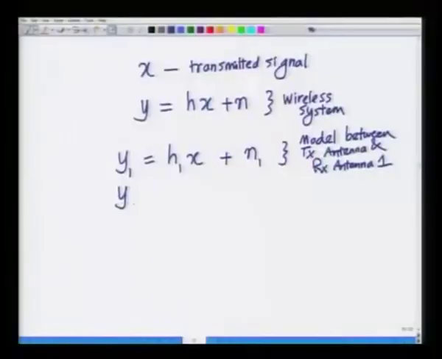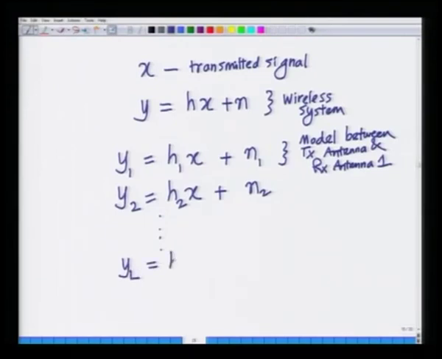Similarly, y2, the signal at receive antenna 2, is h2, which is the fading coefficient between the transmit antenna and receive antenna 2, times x plus n2, so on and so forth. yL equals hL, which is the fading coefficient for the Lth link, times the transmitted signal plus nL.